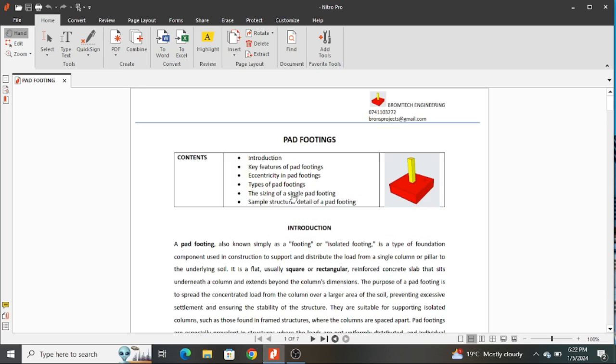Just to show you the contents. We dealt with the introduction, we looked at the key features of our pad footings, and we talked about eccentricity, types of footings. We went through a process of sizing a pad footing, and now lastly we looked at the sample structural detail of a pad footing.